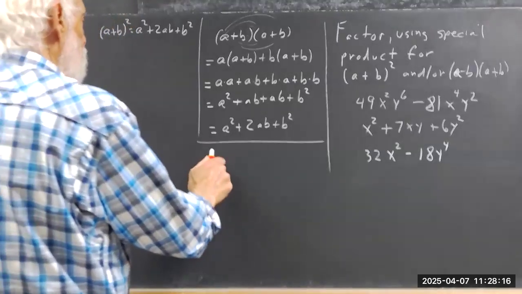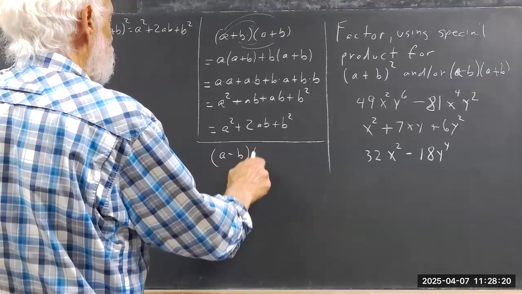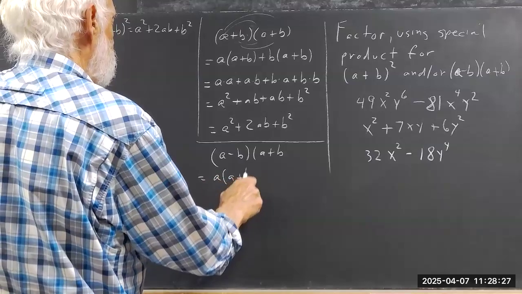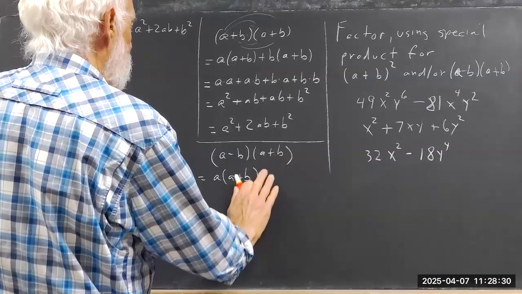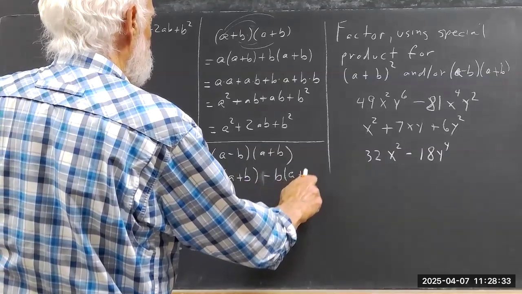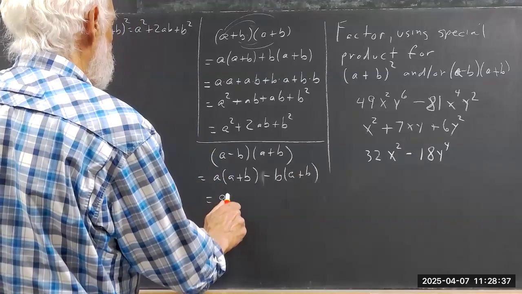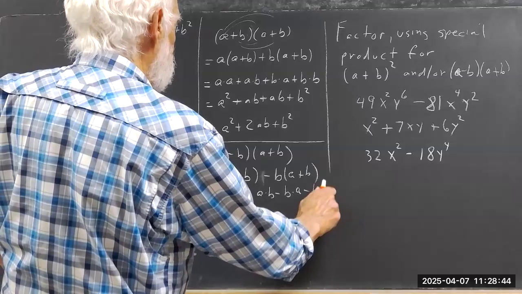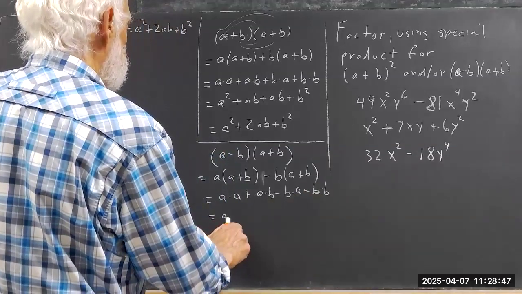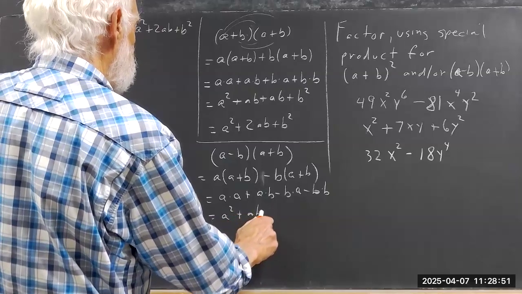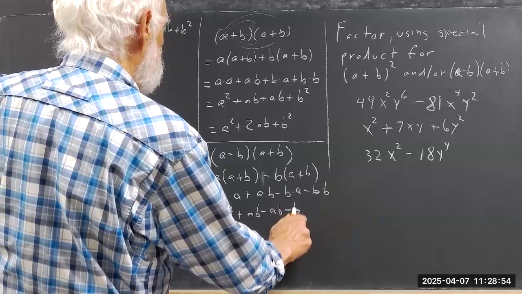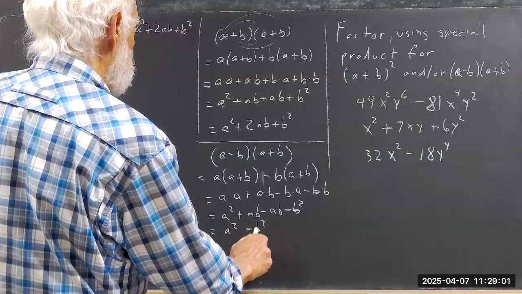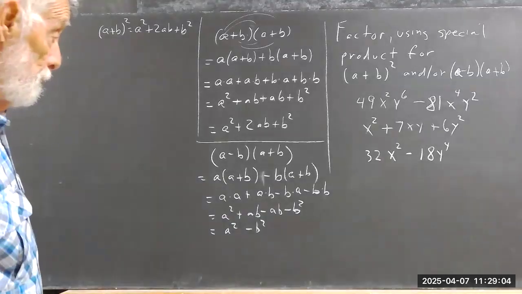And then when you do this with (A minus B) times (A plus B), that's A times (A plus B), sorry, minus B times (A plus B), which equals A times A plus A times B minus B times A minus B times B, which is A squared plus AB minus AB minus B squared, which equals A squared minus B squared, because AB minus AB equals 0.